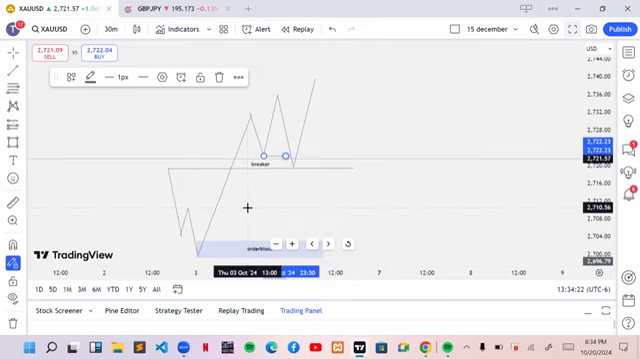So the only time you pick your breaker block as an entry is when the inducement did not mitigate the breaker block. But if the inducement mitigated the breaker block, like touched it or went deep inside it, you pick the other point of interest that is not the breaker. So each point of interest you're picking has to be unmitigated.